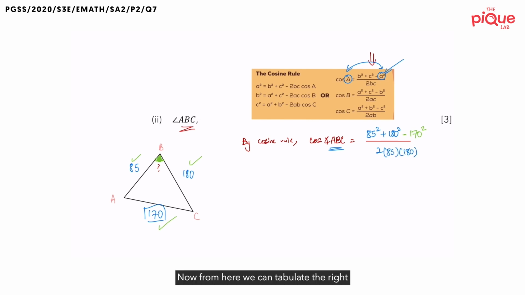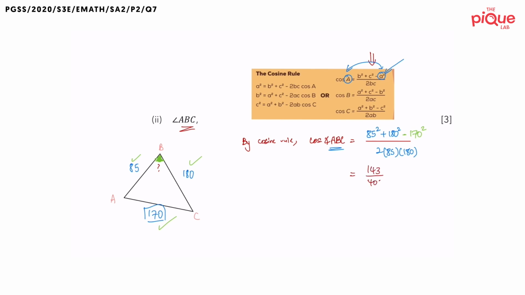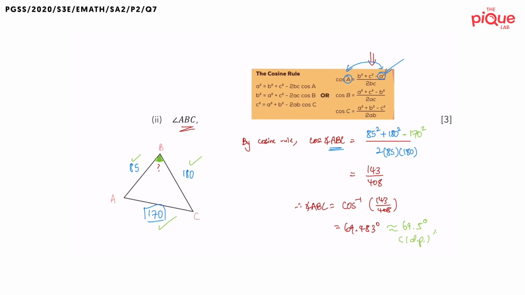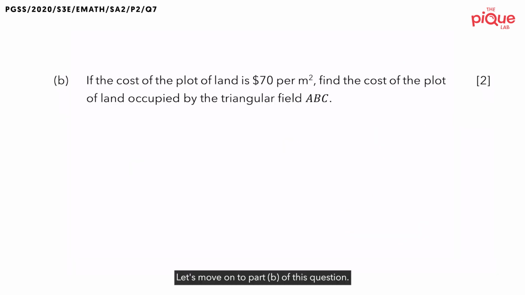Now from here, we can tabulate the right to give us 143 over 408. And to find angle ABC, we shall just take a simple cosine inverse of that fraction and get out a final answer of 69.483 degrees and hence 69.5 degrees to 1 decimal place. Let's move on to part B of this question.